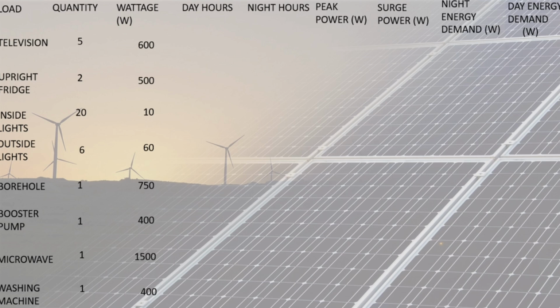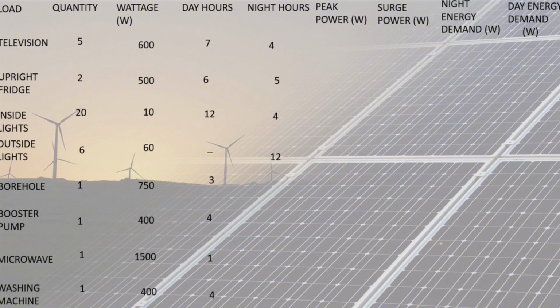Our time of operation is divided into 2: day hours and night hours. For day hours, our television works 7 hours a day, upright fridge works 6 hours a day, inside lights work 12 hours a day, and outside lights, since they are security lights, don't operate during the day, so there will be 0. Our borehole pump operates 3 hours during the day, our booster pump 4 hours, microwave 1 hour, and our washing machine operates for 4 hours. During the night, our television operates for 4 hours, our upright fridge operates for 5 hours, our inside lights operate for 4 hours, and our outside lights operate for 12 hours.